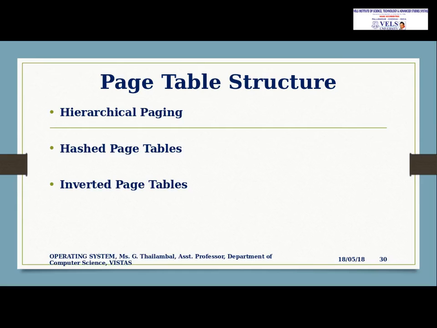And the page table needs to be structured. So how will you structure a page table? Because every process will be divided into pages now. So every process is going to have a page table. So the number of pages is directly proportional to the page tables. That's why you have to make a structure for the page table. So that could be a hierarchical structure, a hashed structure, or inverted page tables.